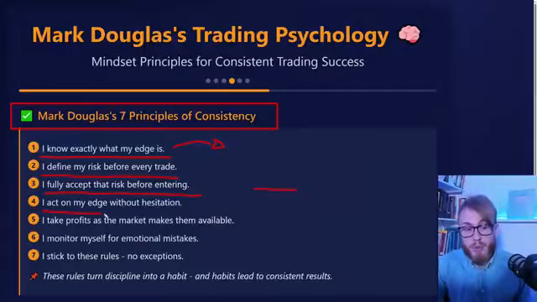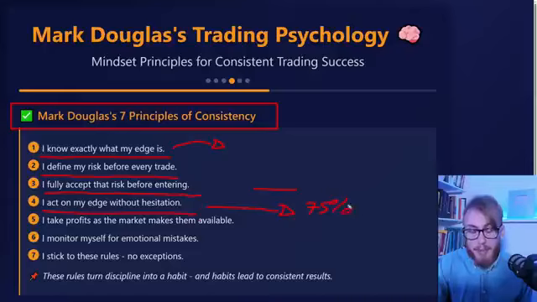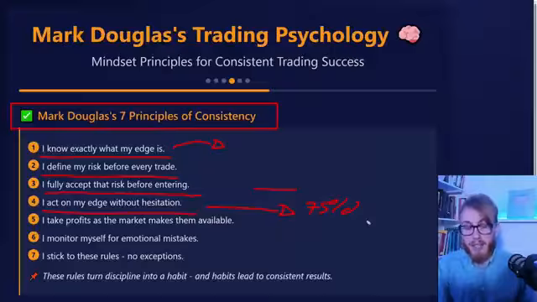4, you should act on your edge without hesitation. So what I mean by this is that if you know that you have a setup with, let's once again use the 75% win rate example. You know that when I see this setup in the chart, I do have a 75% win rate. If you know this, you need to act on it every single time you see the setup. You of course need to take it without hesitation.